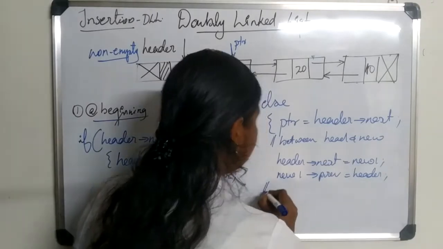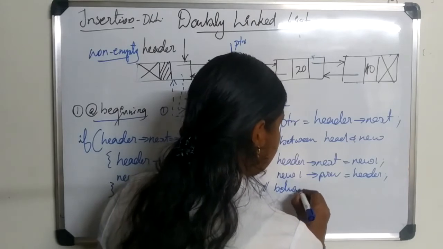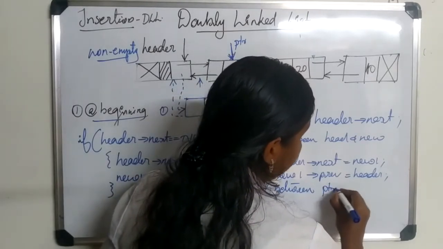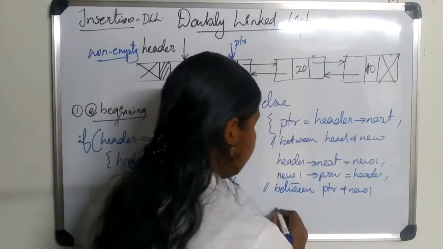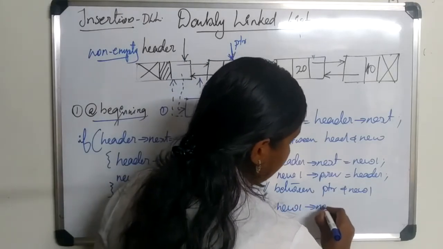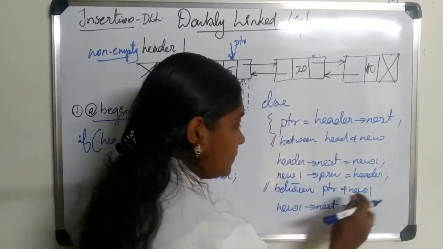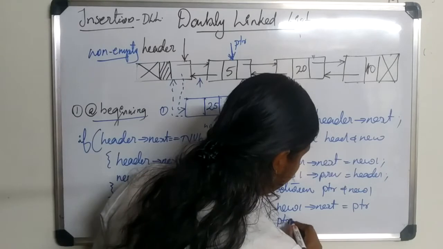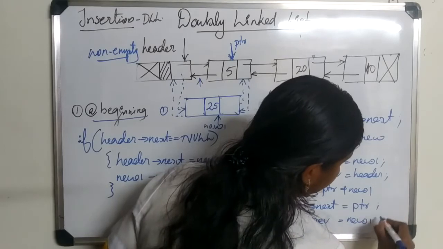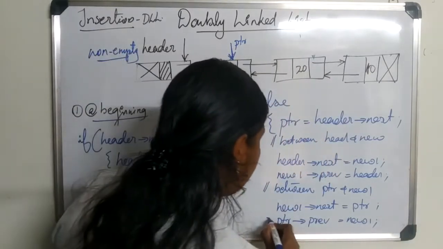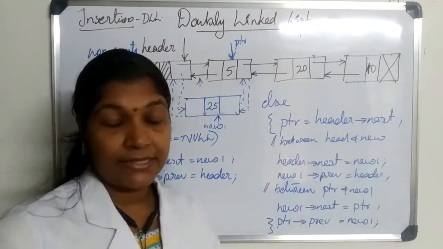Okay. Then next we are about to manage the links between ptr and new1. So manage new1.next is equal to ptr. Then ptr.prev is equal to new1. Okay, so that's all regarding the insertion into a doubly linked list at the beginning.